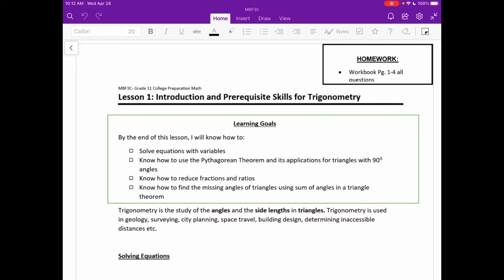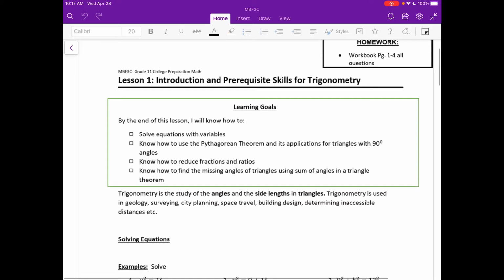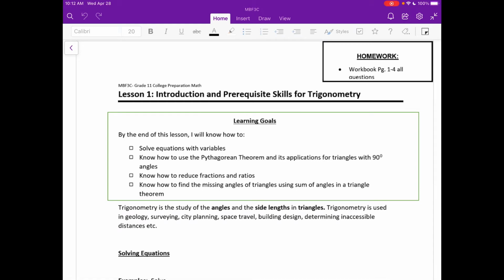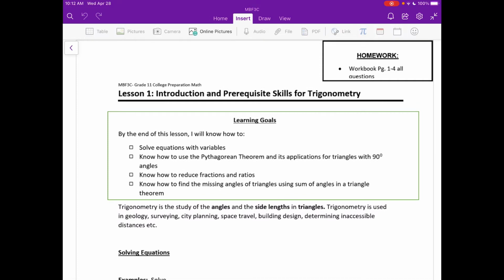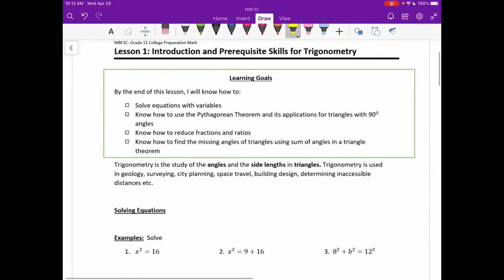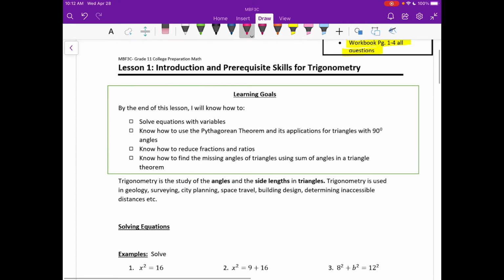So without further ado, I'm just going to get started. We're going to be starting off with trigonometry. That's going to be our first unit. We're going to do lesson 1 today, which is Introduction and Prerequisite Skills for Trigonometry. In your workbook, which I have posted to our virtual learning platform, please do pages 1 to 4 for homework and all the questions that are there. They will help you better understand what we're going to be talking about today.